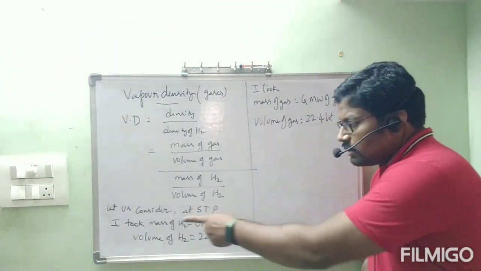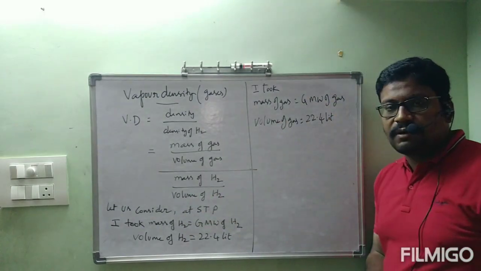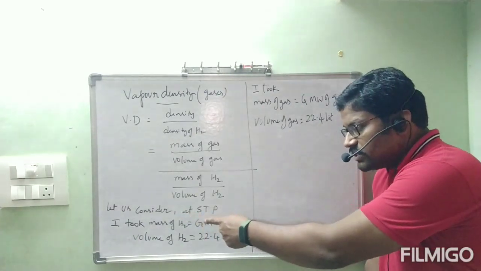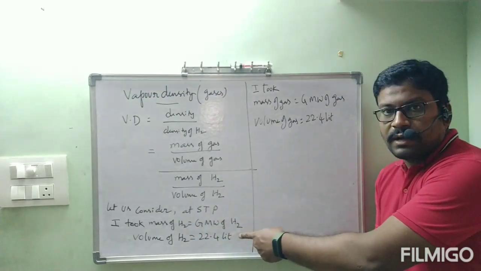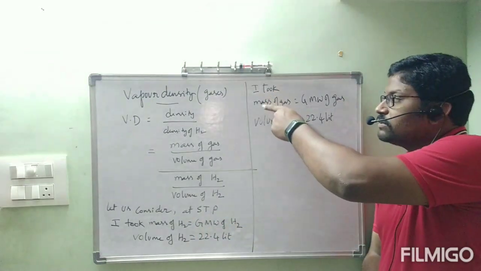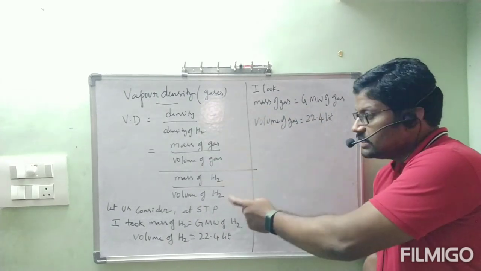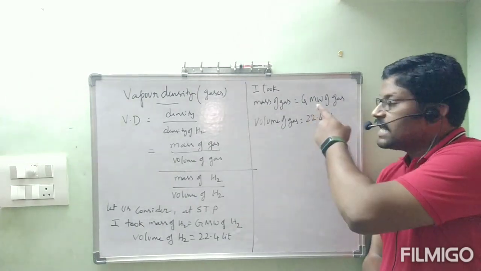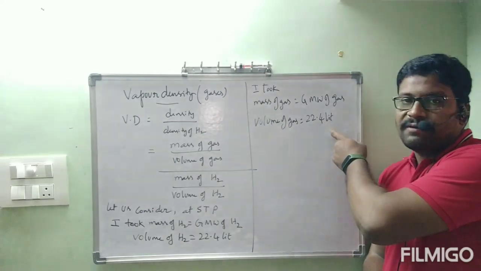One more time. This whole condition happened at STP. At STP, I took mass of H2 is equal to gram molecular mass of H2, then volume of H2 is equal to 22.4 liters. Same way, I took mass of gas for any unknown gas, in the numerator, and H2 in the denominator. Mass of gas is equal to gram molecular mass of gas, then it has 1 mole of gas. 1 mole of gas at STP occupies 22.4 liters.